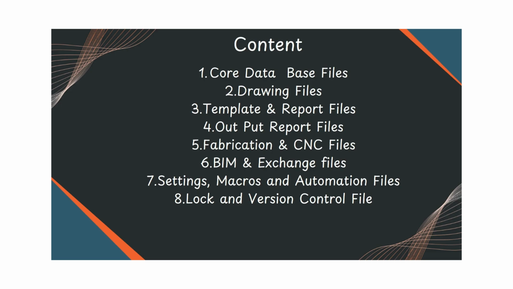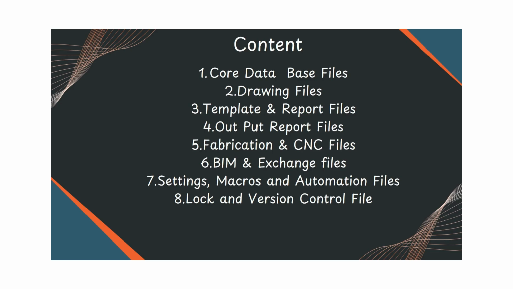Number 4. Output report files. So it contains the output we get from Tekla Structures. It may be in TXT format or XLS format or CSV format. CSV stands for comma separated values. Number 5. Fabrication and CNC files. So it contains file types like NC and KSS. Number 6. BIM and exchange files. So it contains file types like IFC, STEP and IGES file types.